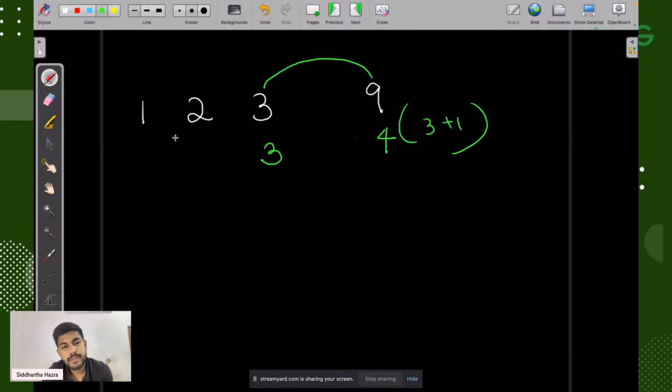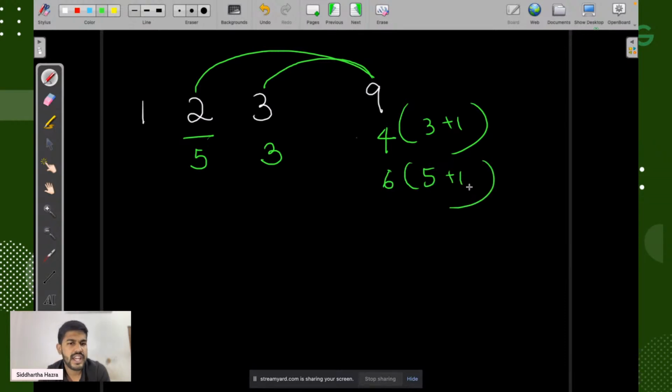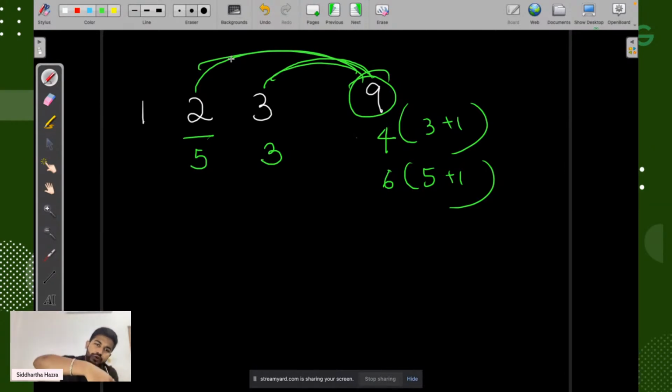Now suppose at this point the value was 5. Then if we include this, this would be 5 plus 1, that is 6. We can have something like this. So out of all the available options, we need to find the option which has the maximum value. From this we need to just look back.